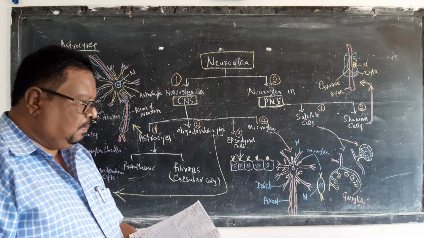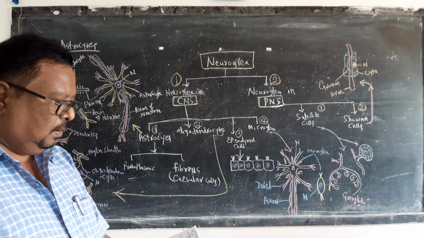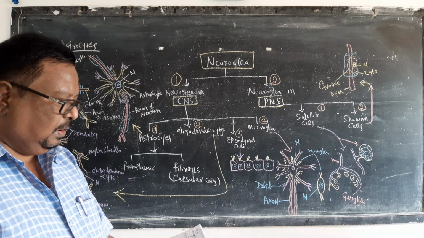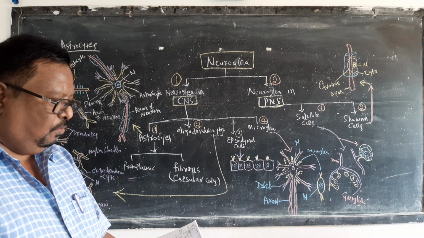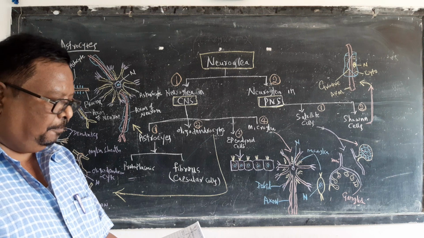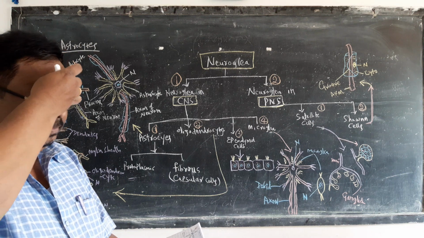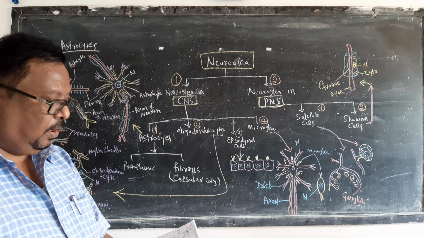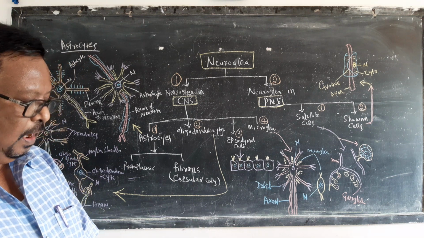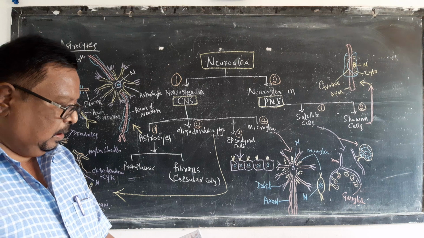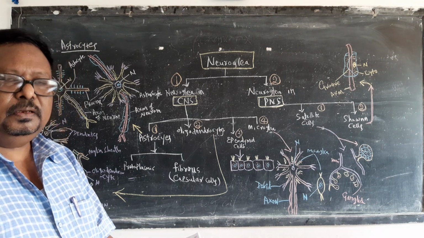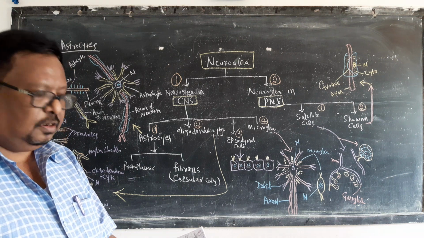These processes are thin and asymmetrical. They are not symmetrical, they are asymmetrical. They are found in the white matter of the brain. The white matter of the brain contains this type of neuroglia called fibrous astrocytes. The functions of astrocytes. What are the functions of the astrocytes?